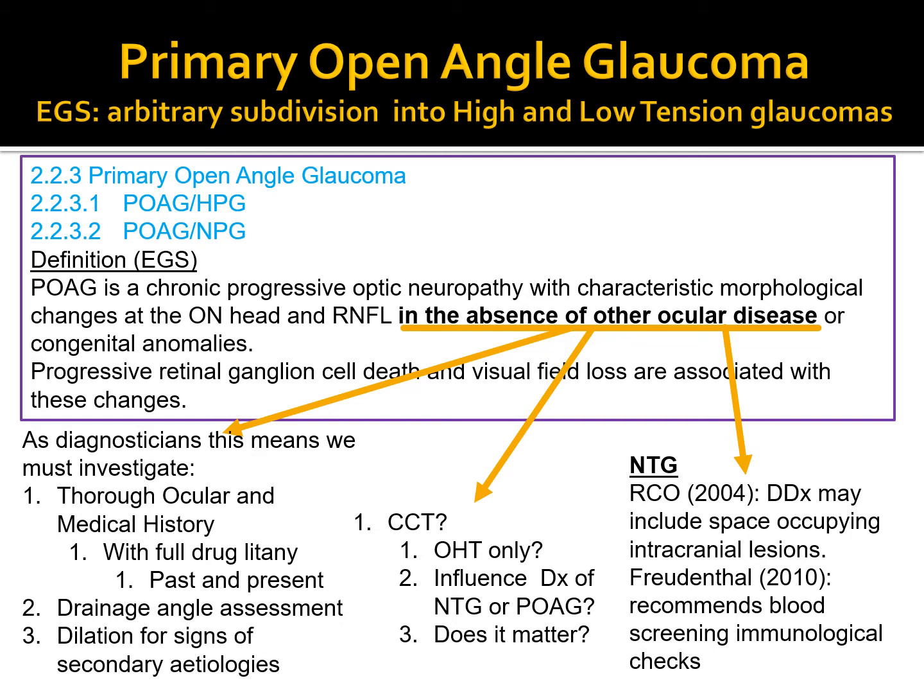And thirdly, with normal tension glaucoma, the Royal College of Ophthalmologists say that differential diagnosis may include space-occupying intracranial lesions. And it's true, if it's atypical, that is to say the patient's perhaps too young, they don't fit in the demographic or whatever, then they may have to do other tests like MRI scans and so on to make sure there isn't something else lurking there that could also mimic a glaucomatous type optic nerve damage.